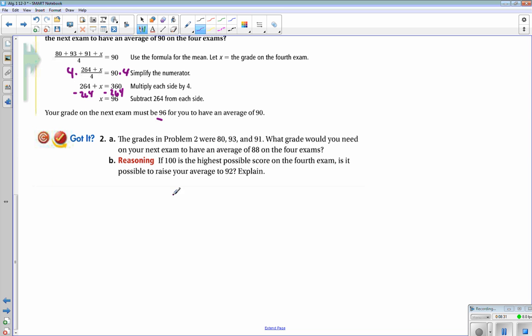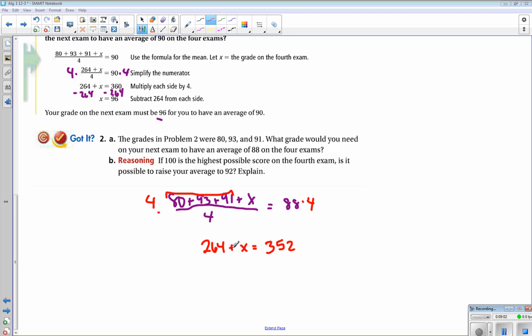So let's do that again. The grades in problem 2 were 80, 93, and 91. What would the grade on the next exam have to be in order to have an average of 88 on the 4 exams? So we're okay with a B+. All right, so we do that same process. Multiply by 4. We're going to add these guys together. When we do that, we get 264 plus x equals 352. So we want to take away the 264 from each side. That's 88. So we would have to get an 88 on the next exam to get an 88 average.